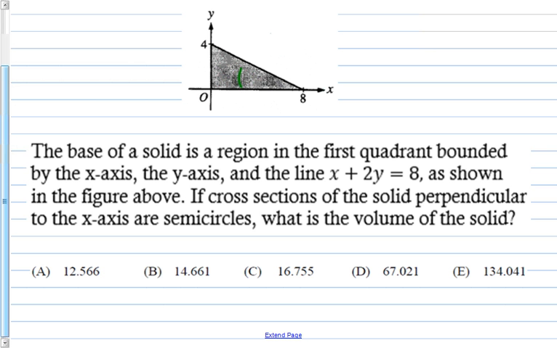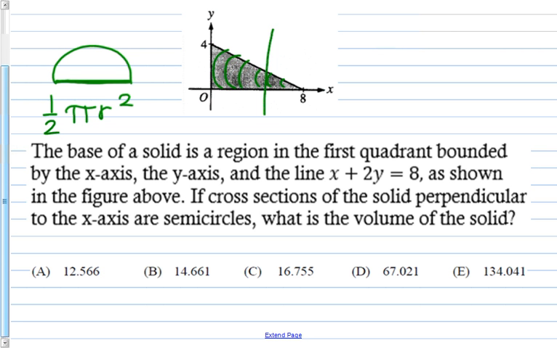So they look like this, the cross-sections, right? They're semicircles. If I were to cut this horizontally or vertically like that, I would end up with a bunch of these. Now, for circles, to find the area of a circle, the formula is pi r squared. But this is not exactly an entire circle. It's actually only half of a circle. Hence, the word semi.